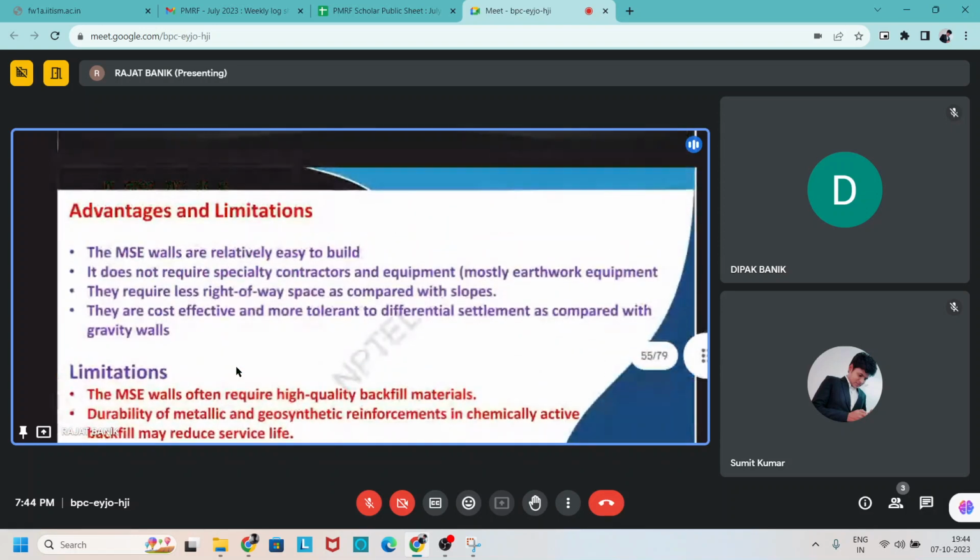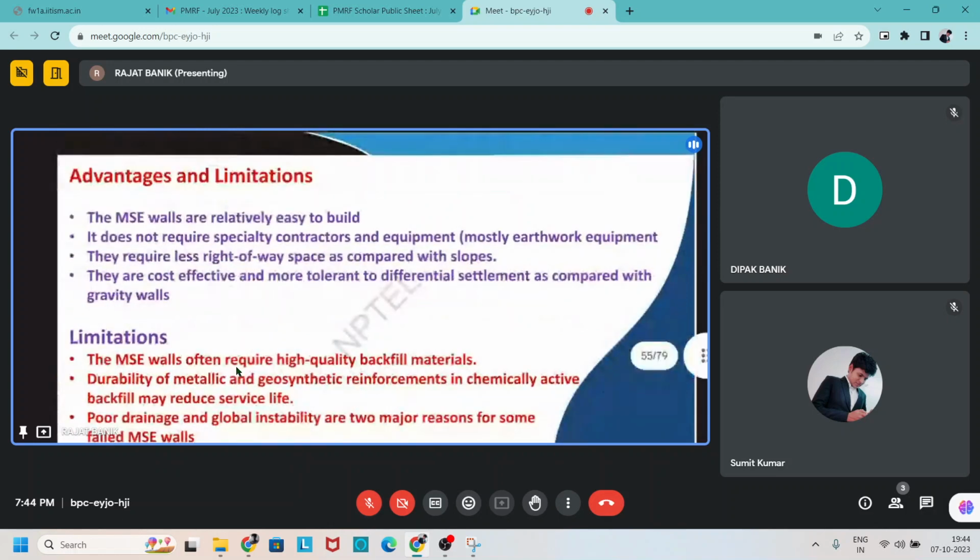Now we discuss the advantages and limitations of this mechanically stabilized earthen wall. First, we discuss the advantages. The mechanically stabilized earthen walls are relatively easy to build. They do not require special facilities, contractors, and equipment. They require less right-of-way space as compared with slope. They are cost-effective and tolerant to differential settlement as compared with gravity walls.